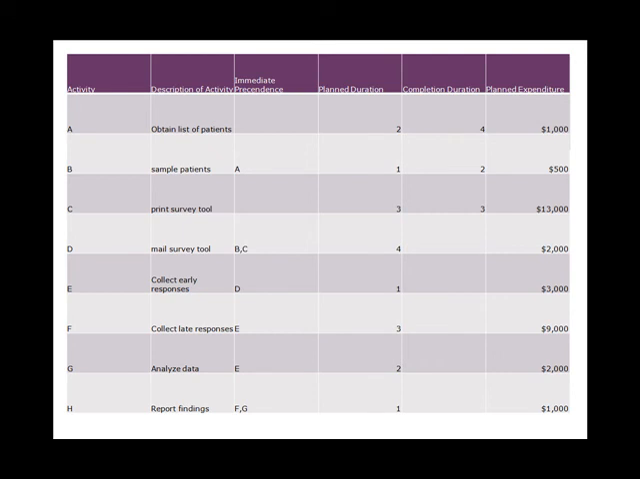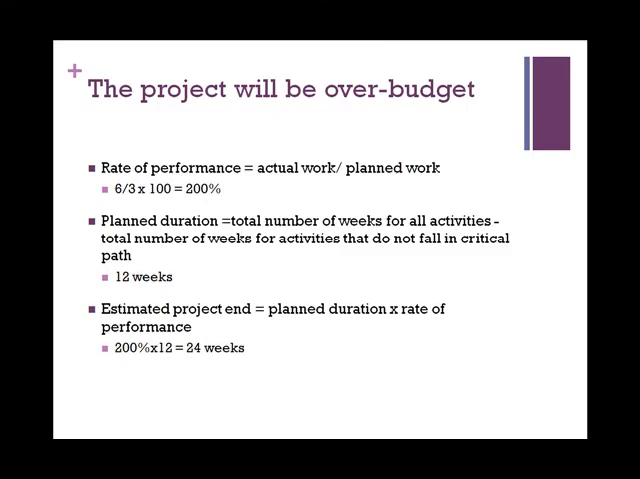Now it is necessary to calculate the anticipated delay at the end of the project given the delays in activities A and B and the effect of these delays on the overall budget of the project. Rate of performance was calculated by dividing the actual work by the planned work. Actual work was calculated by adding the number of weeks it took to complete activities A and B. Remember, activities not found on the critical path are not included when calculating project duration. Planned work was calculated by adding the number of weeks the managers originally planned to complete activities A and B.